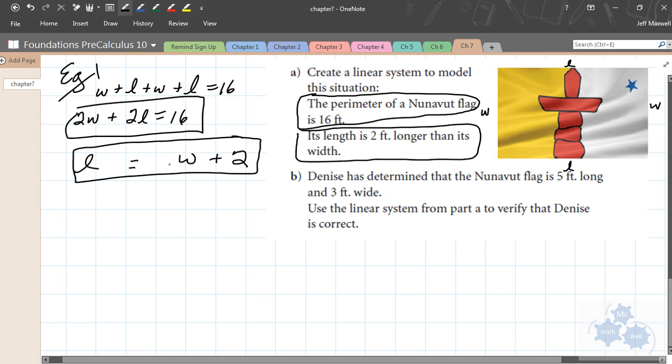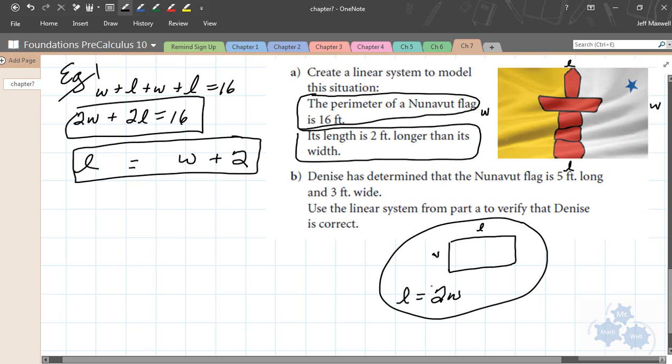Yeah, if the length was, that's a good question. If the length was double the width, okay, so we had something like this, and you'd have width here, and this was the length, and the length was double the width, then you would go length is 2 times the width. This is different because it's the width plus 2 feet, so it's not necessarily half. Yeah, but that's good. If it was double, that's right, that's what it would look like. Okay? All right, any other questions?